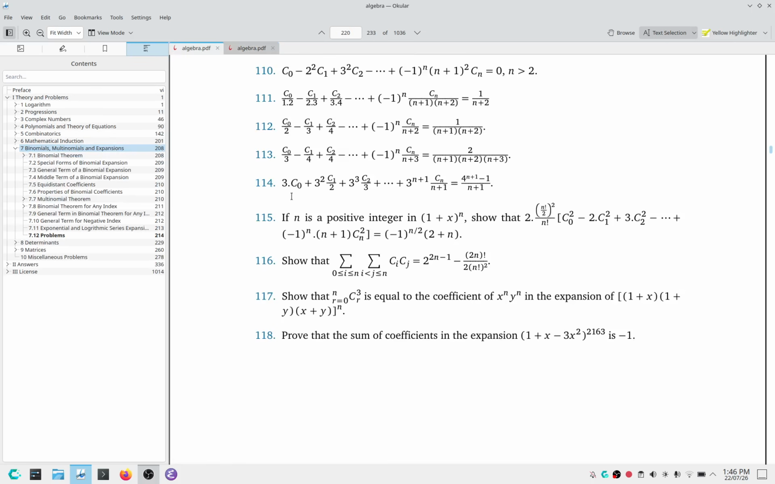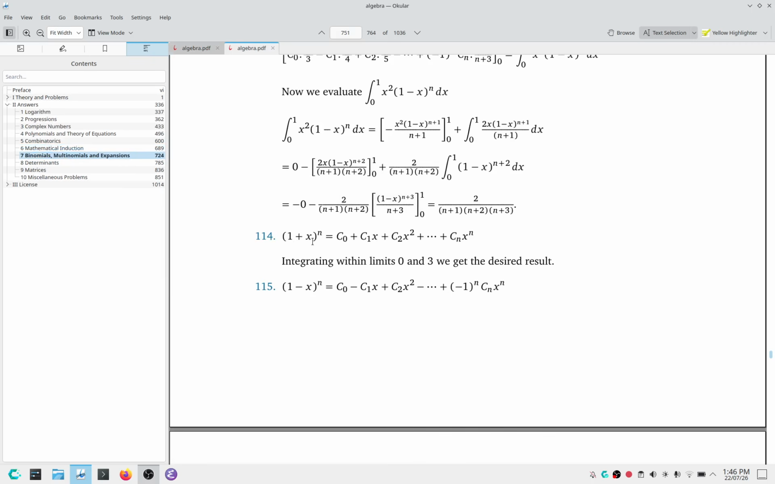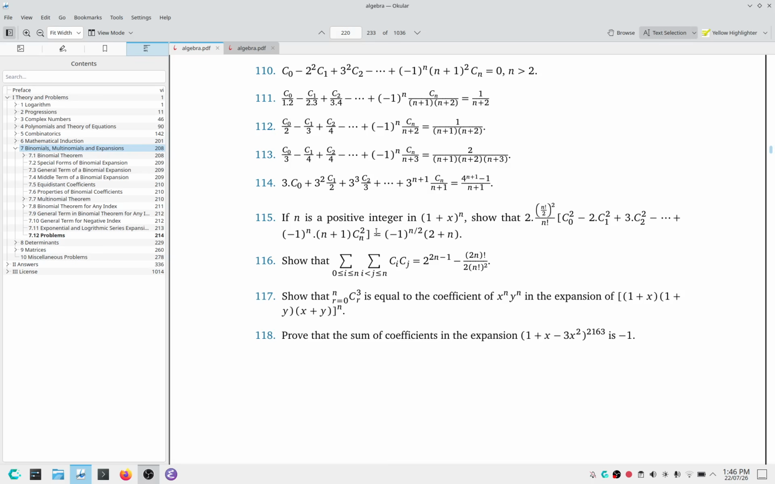Question 114 says that we have to prove that 3 times C0 plus 3 square times C1 upon 2 plus 3 cube times C2 upon 3 and so on up to 3 to the power n plus 1 Cn upon n plus 1 is equal to 4 to the power n plus 1 minus 1 upon n plus 1. So we know that 1 plus x to the power n is equal to C0 plus C1x plus C2x square up to Cnx to the power n. We integrate within limits 0 and 3 and you will have the desired result.